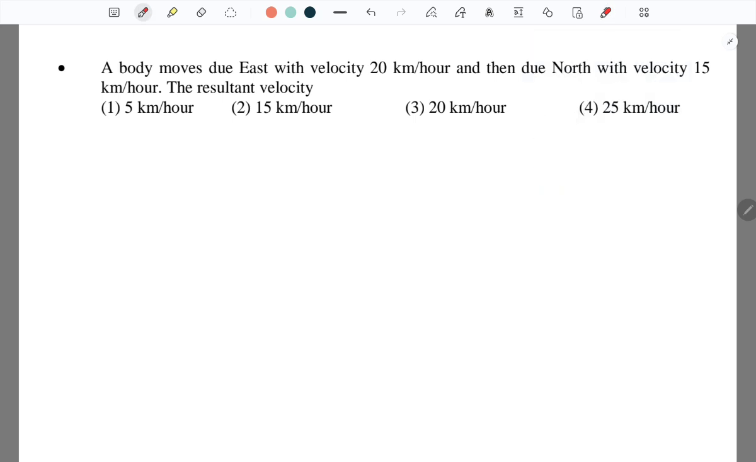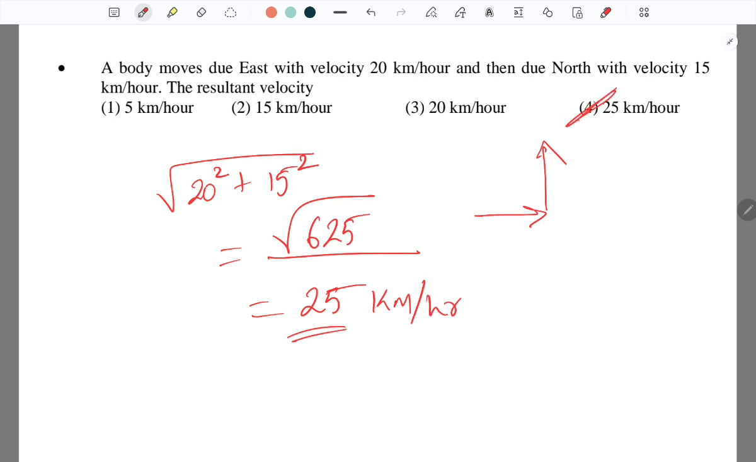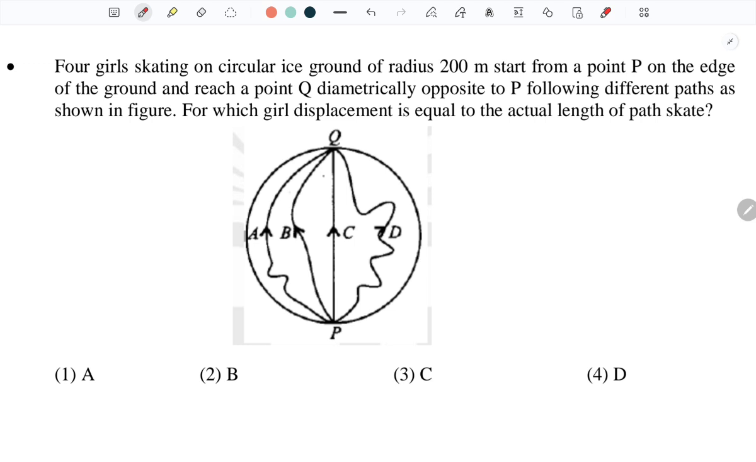How will you find the resultant velocity? It is moving east and then due north. So clearly it is again root of the squares. Root of 20 square plus 15 square will give you the answer. That is root of 625, which is a perfect square, that is 25 kilometers per hour. So option 4 is the right answer. With this, let's move to the next question.